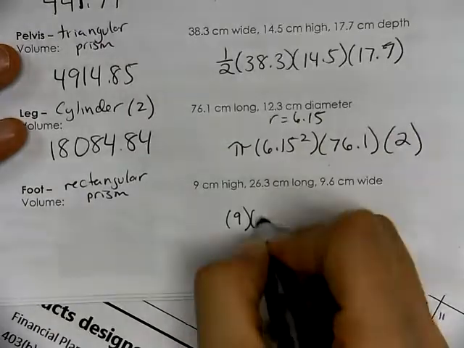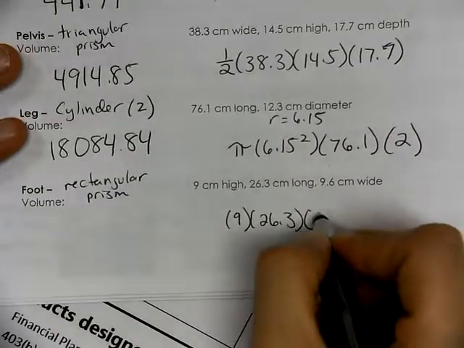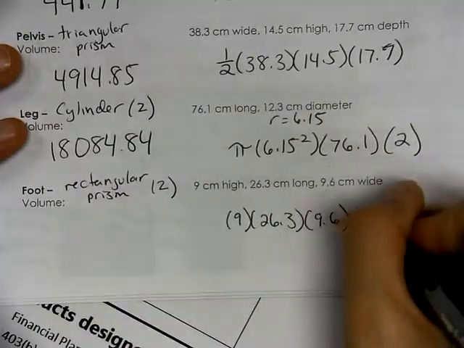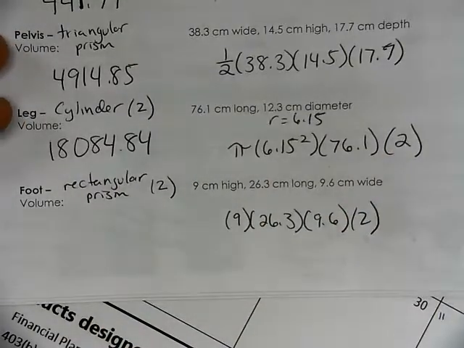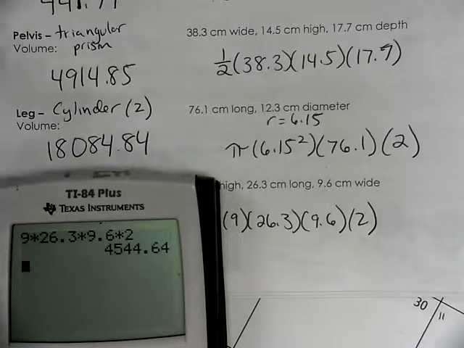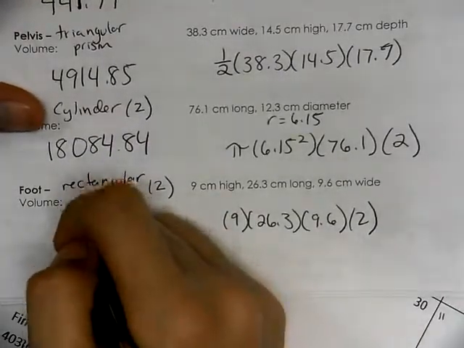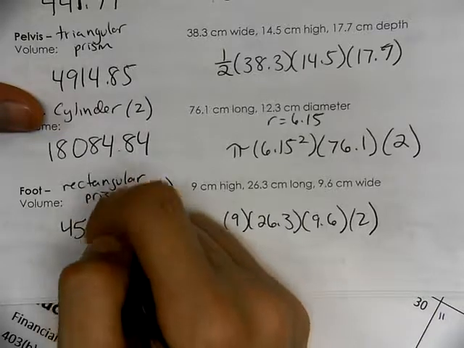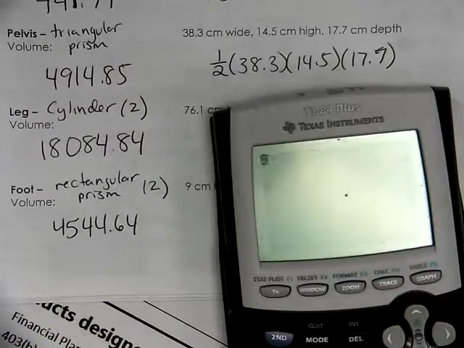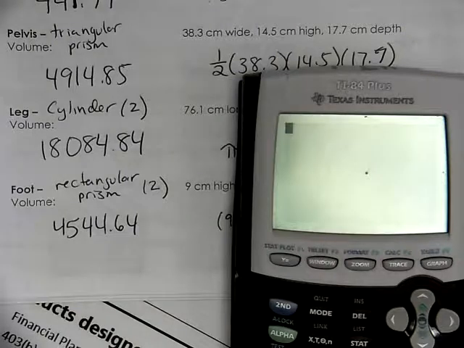So 9, 26.3, 9.6, but how many feet do we have? 2. So we're going to multiply it by 2. So 4,544.64. So we're going to add up all of the total volumes and get a total for the whole crash test dummy.